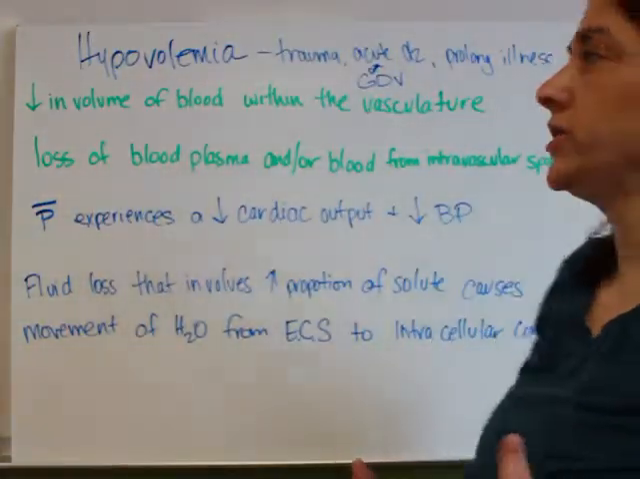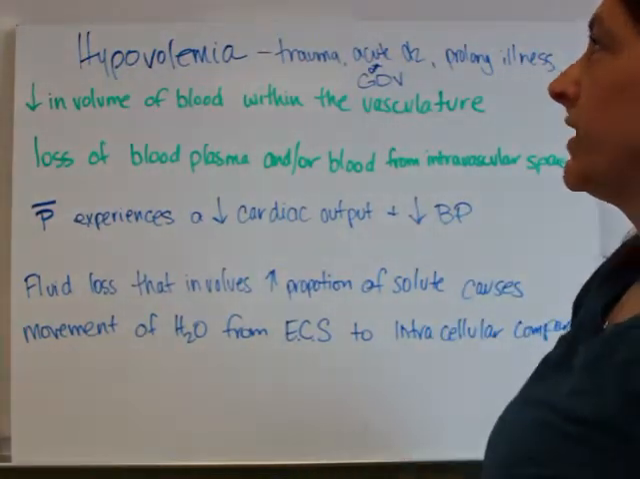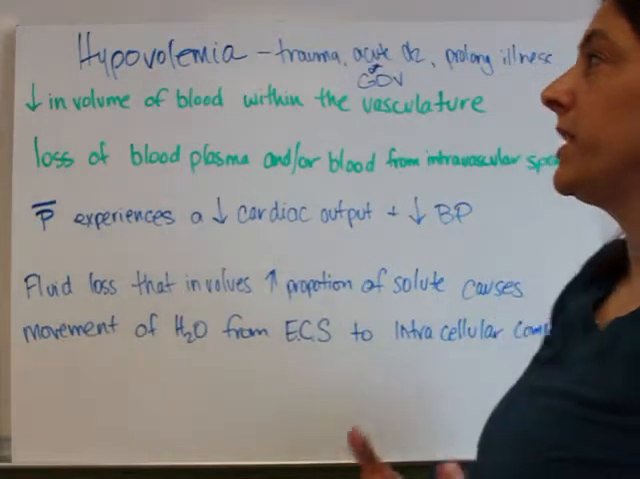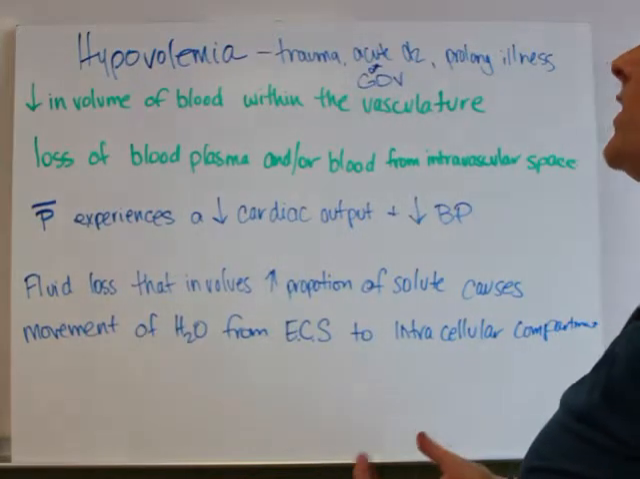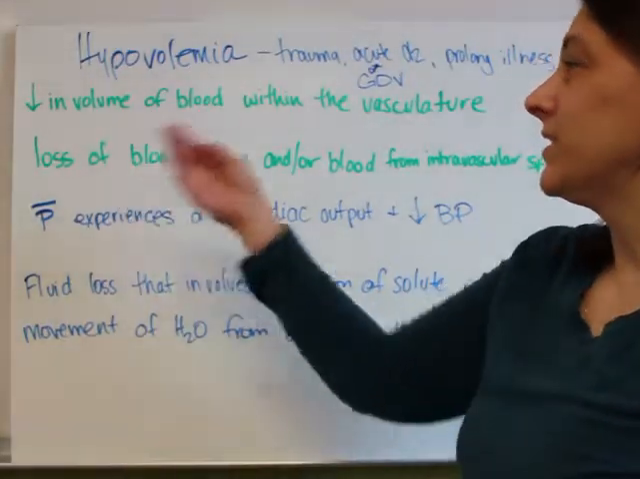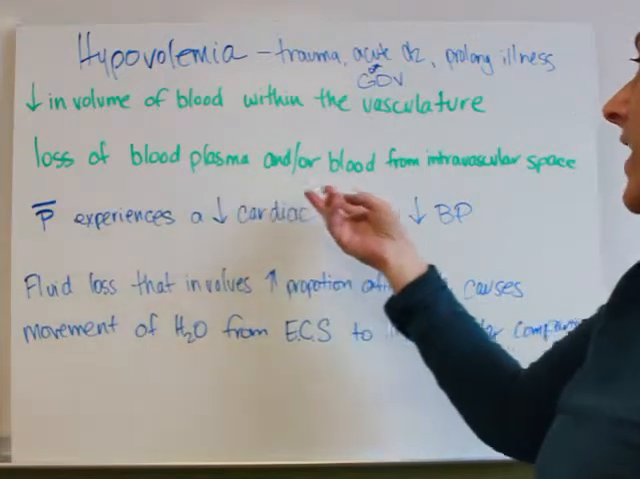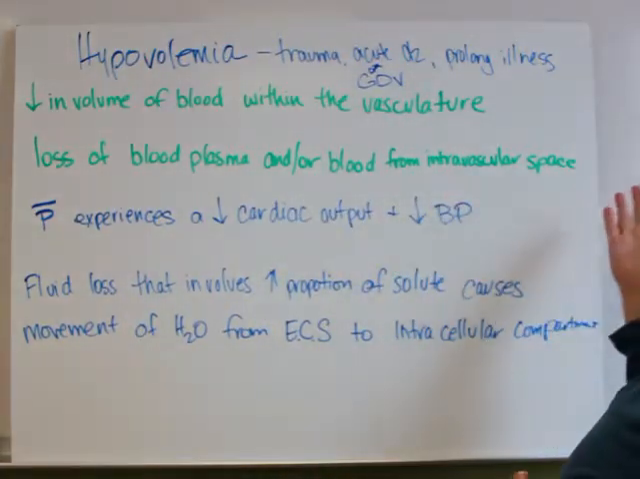Another type of dehydration and things that we need fluids for, the biggest one would be hypovolemia. And hypovolemia is a drop in the volume of blood within the vasculature. And also, if you think about it a little differently, it's the loss of blood plasma and or blood from the intravascular space.